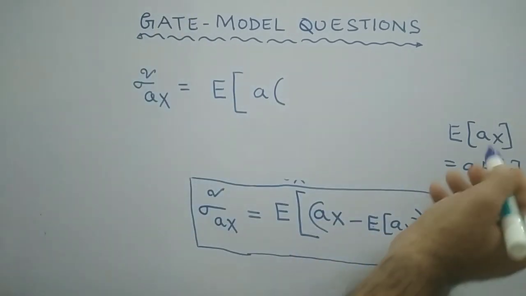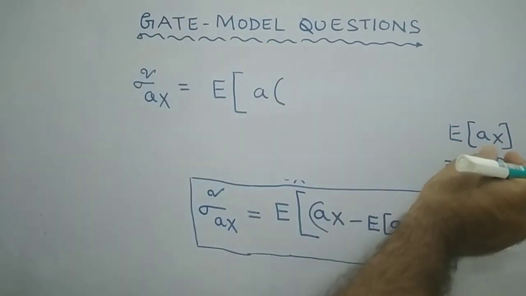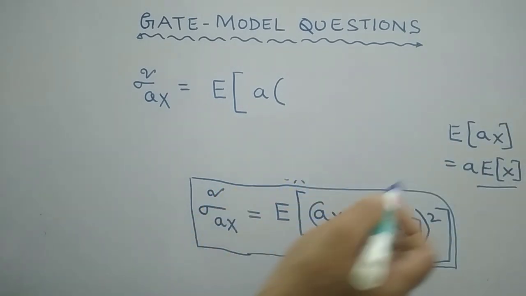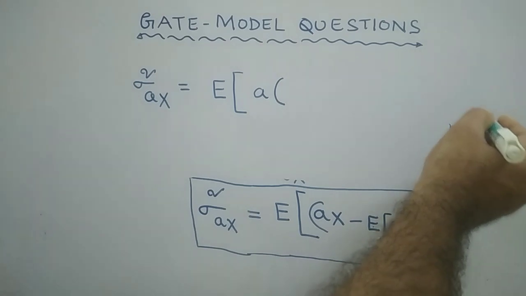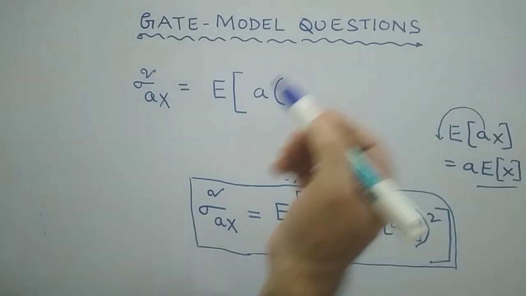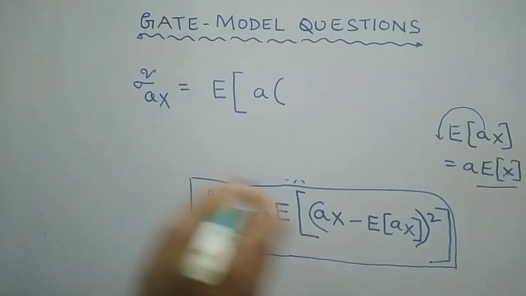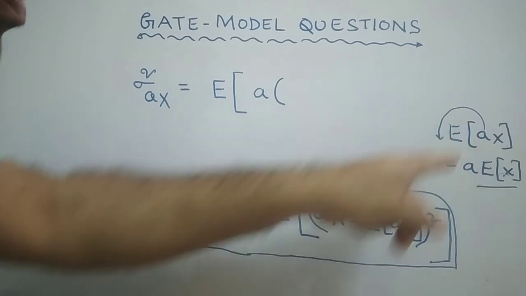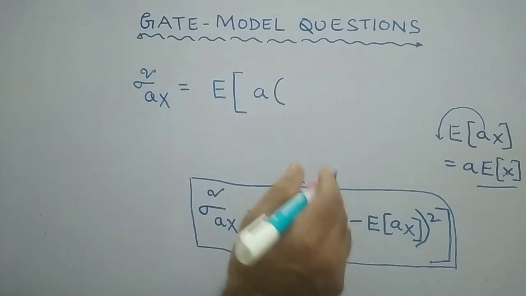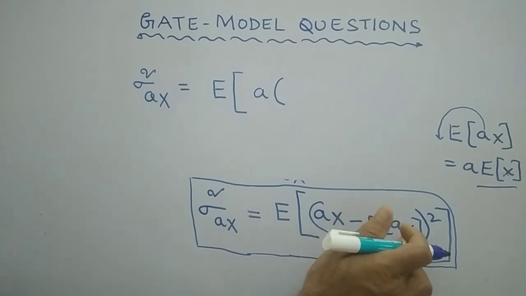Okay, if any random variable is multiplied by some constant, in this fashion, a into x, then we take the constant outside, and take the expectation of the random variable, which means a into expected value of x only. Therefore, if we apply this property here, you can take this a outside.